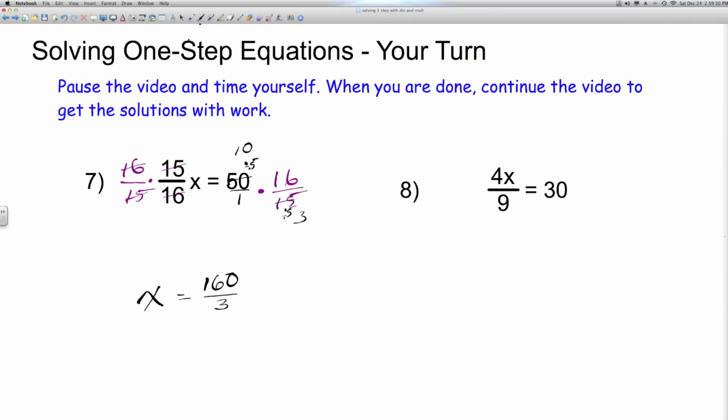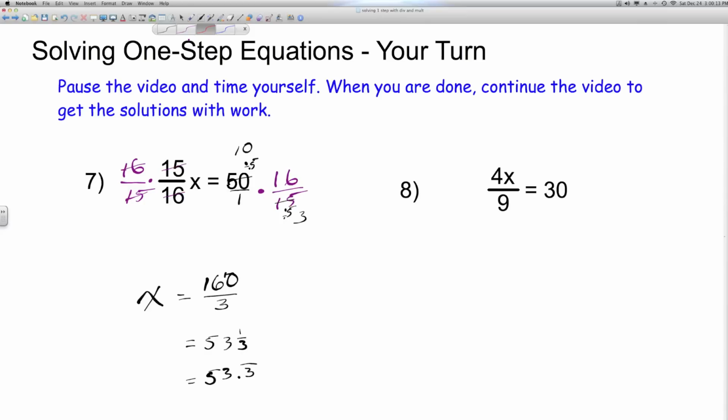As I've said before, this solution is perfectly acceptable, but we can change it into a mixed number or a decimal number. 3 goes into 16 5 times with 1 left over, so 3 goes into 10 3 times with 1 left over, so that would give us 53 and a third. If we change that to a decimal number, that'd be 53.3. We could round it to that, or more accurately use the bar notation to show that that number goes on forever. In problem number 8, we have 4 times x divided by 9 is equal to 30.